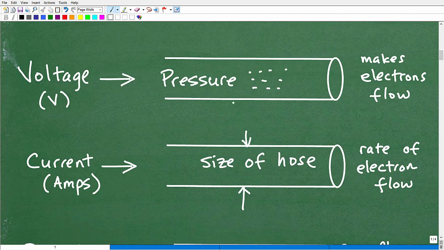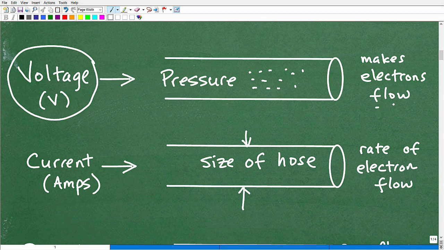So here is a little water hose, and let's just talk about voltage. Voltage is like the pressure that's pushing this water. So you can think of voltage as pressure, right? That's a good way of thinking of it. Here's our hose, there's pressure, and here's all the water. Now these little water droplets here would be what? Really, we're talking about electrons, right? So voltage is pushing the electrons, if you will. So it makes electrons flow. That's voltage. Simple as that.